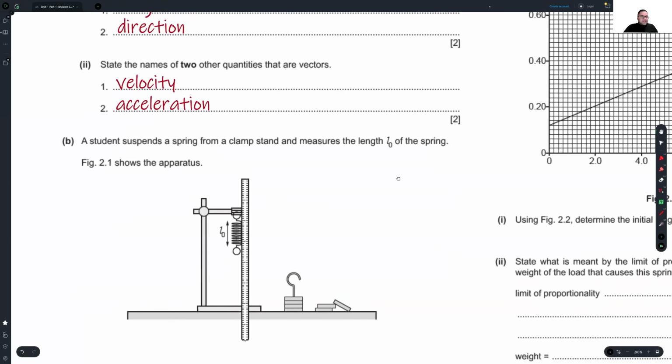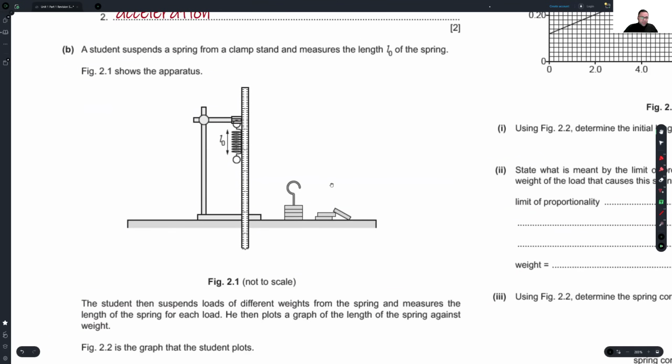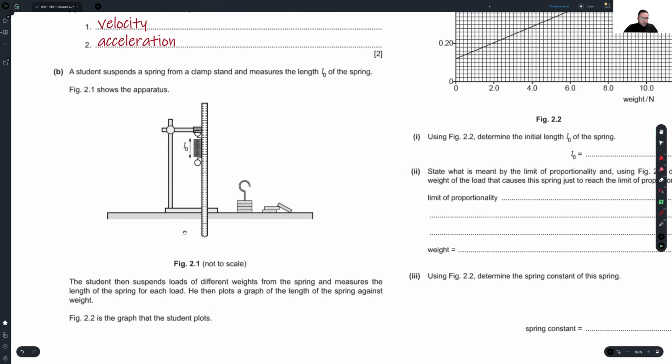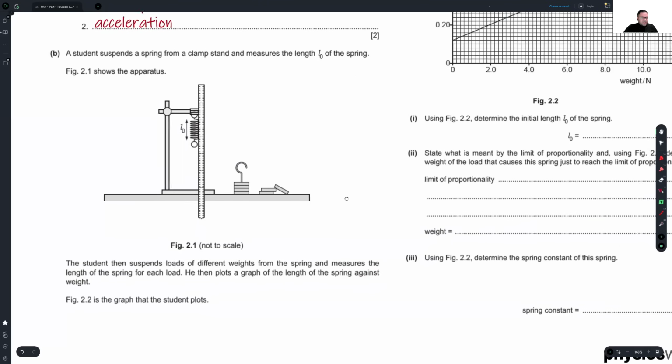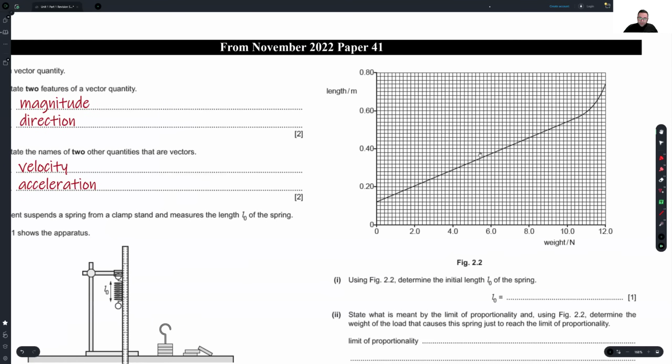A student suspends a spring from a clamp and measures the length L0. The student then suspends loads of different weights from the spring and measures the length of the spring for each load. He then plots a graph of the length of the spring against the weight. Figure 2.2 is the graph. Using figure 2.2, determine the initial length of the spring. Keep in mind, this is not an extension graph, it's a length graph. So what is the length of the spring before stretching?